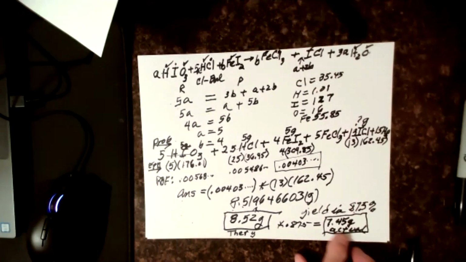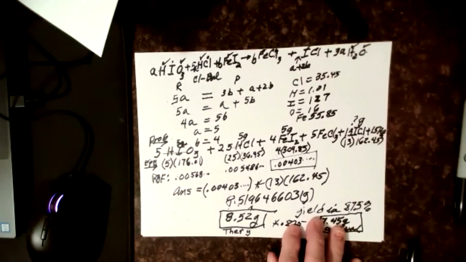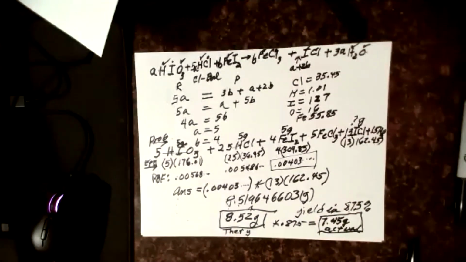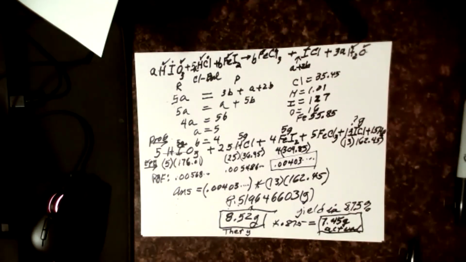While I'm thinking about it, this percent yield. Now, if you're looking at a product and you know what the percent yield is, or if you know how much you actually get, the actual divided by the theory is going to be the percent yield.